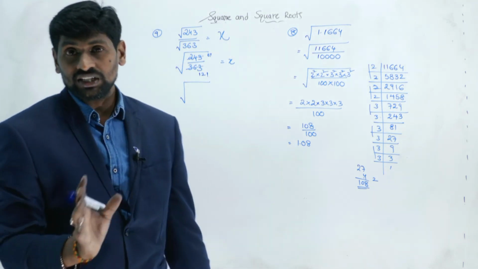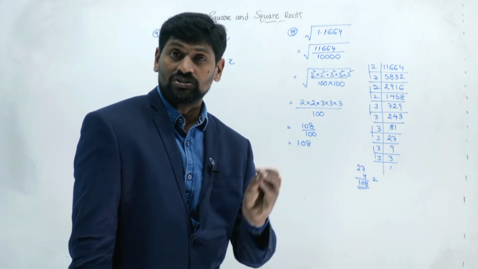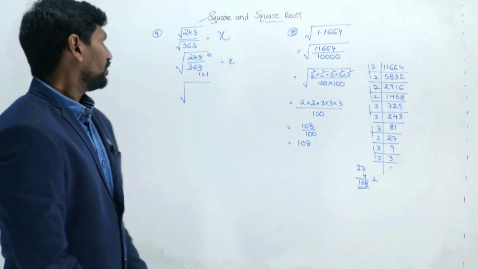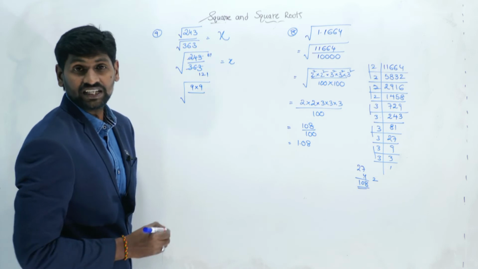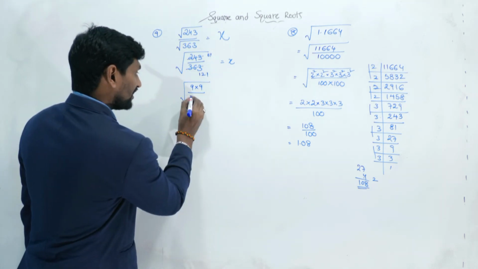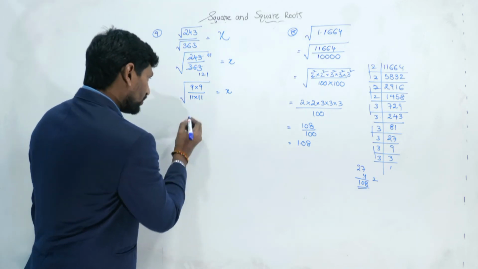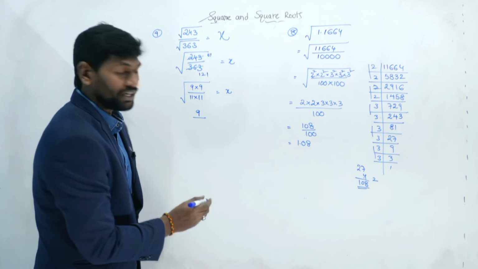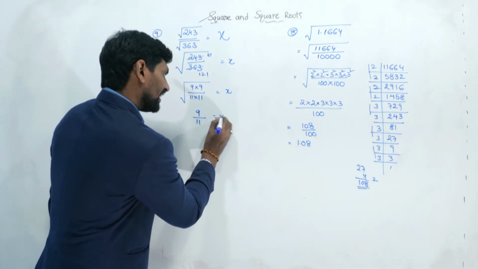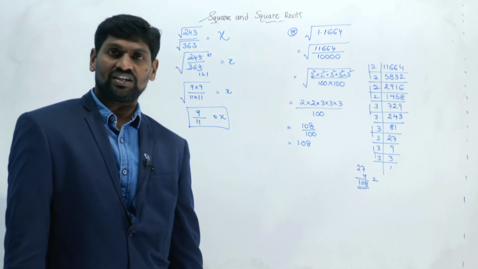I think you should learn some of the square numbers, at least 20 squares, or 30 square numbers, and 20 cubes. Now 81 is nothing but 9 9s are 81. 121 is nothing but 11 11s are 121. Since it is a square root, from these two 9s, one 9 will come, and from these two 11s, one 11 will come. What is the x value here? 9 by 11.